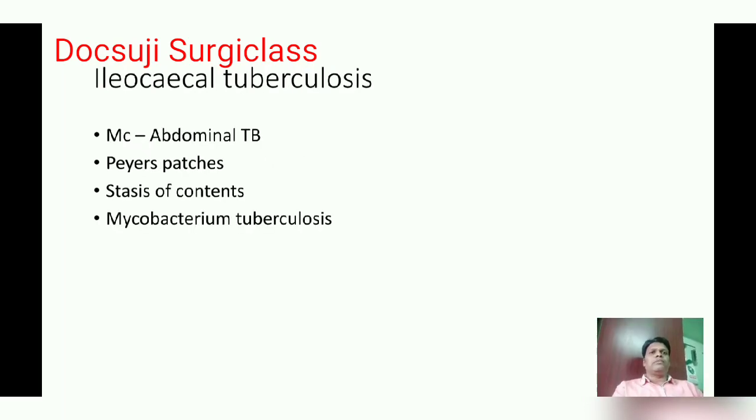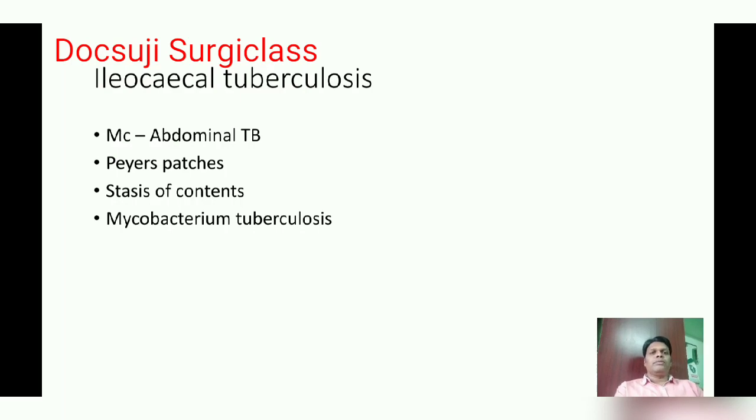Ileocecal tuberculosis is the most common cause of abdominal tuberculosis. So it is the most common variant in case of GI tuberculosis. The reason why it is common in the ileocecal region is, first, the presence of Peyer's patches, which have lymphatic aggregations. Number 2 is the stasis of the content. Because of the valve there will be stasis of the content, and because of that there is more chance of getting ileocecal tuberculosis.